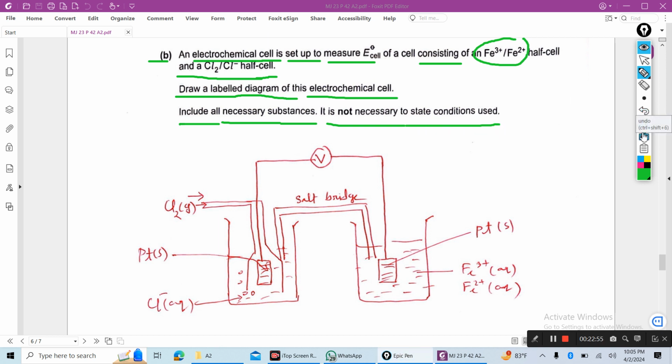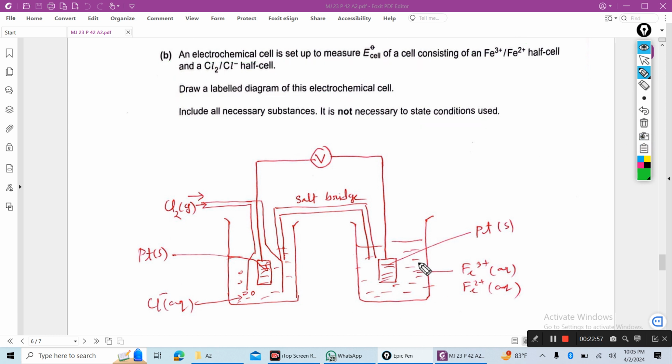So here the right hand is the positive electrode: iron 3 ion aqueous solution, iron 2 ion aqueous solution, platinum electrode. Then the left hand electrode: platinum electrode and chloride ion 1 mole per dm cube solution. Chlorine gas is passed into this half cell, and a voltmeter, and the 2 half cells are connected by a salt bridge. This is the diagram.